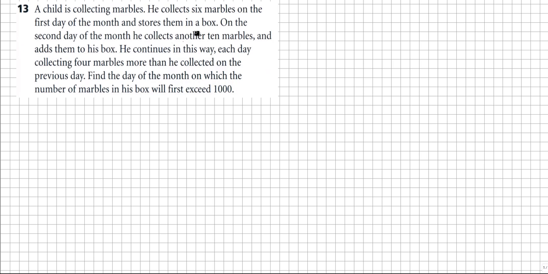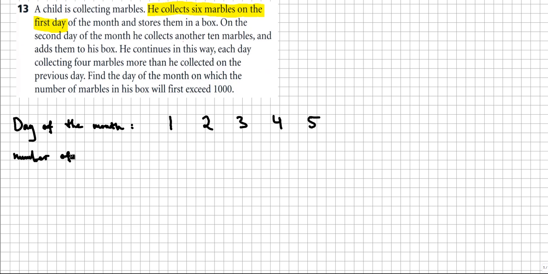So let's try to see if we can say anything about this arithmetic sequence. He collects 6 marbles on the first day. So let's see, here we can write day of the month. The first day, day number 1, day number 2, number 3, number 4, number 5, etc. And number of marbles.